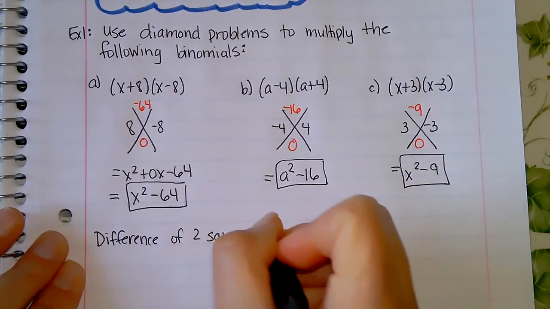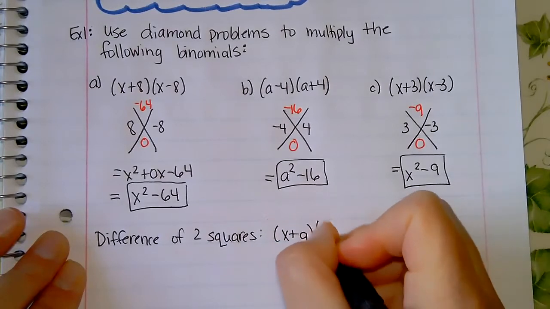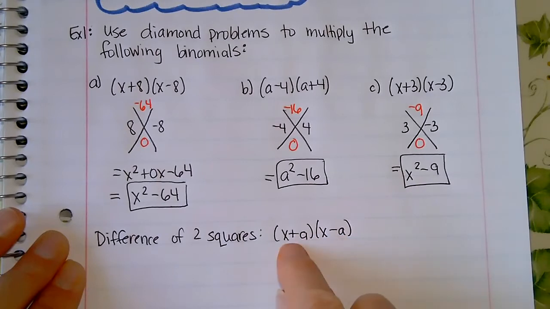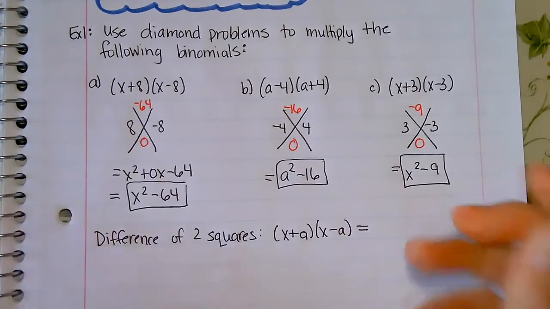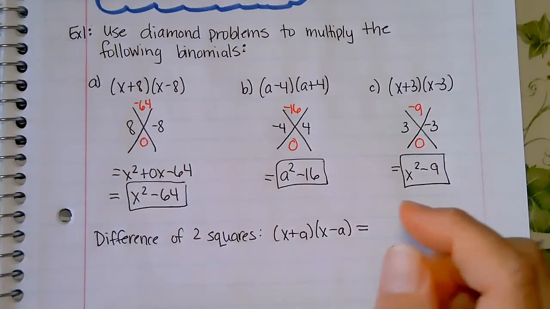And this is when I have x plus some number, I'm just going to call it a, and x minus some number, again a, one of them being positive, one of them being negative. The formula is the following, okay? I don't need to do a box. I don't need to do a diamond. It's going to be the same pattern every single time.